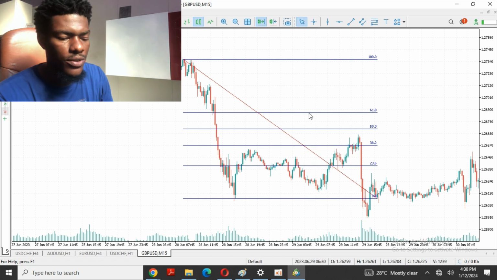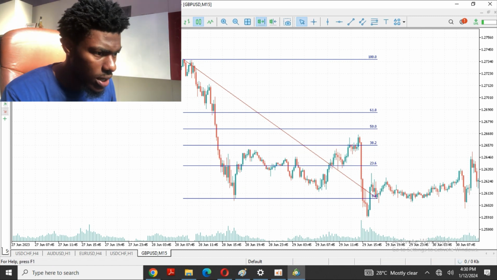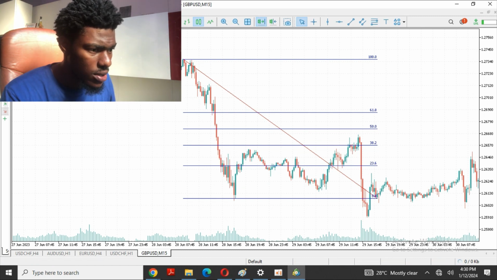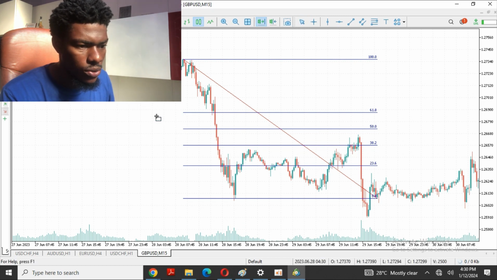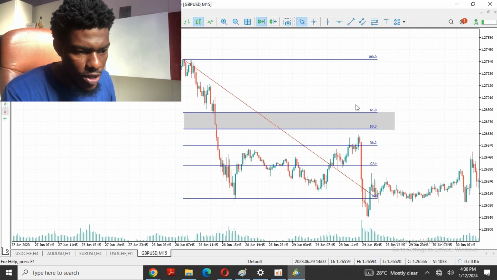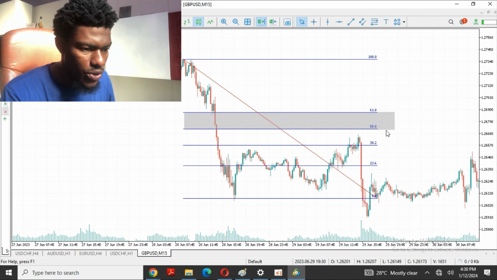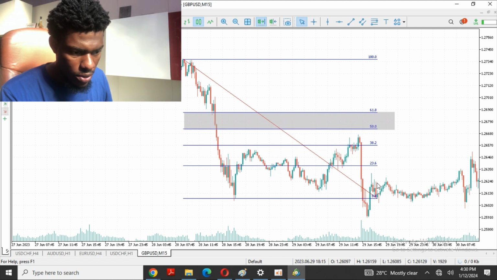Okay, let's first mark out our 61.8 and 50.0. Let's mark that out. So let's bring our object, insert objects, shapes, rectangle, and let's mark that area out. That area in between the 61.8 and the 50.0, you mark that place out. All right, okay, draw my fib very well.